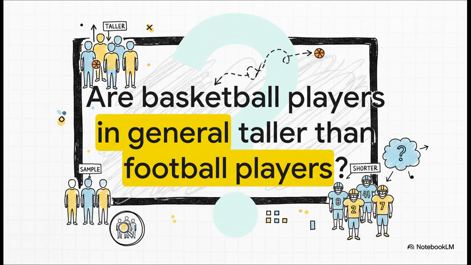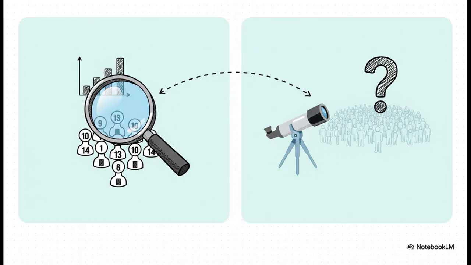So notice how the question totally changes. We're not asking about our 10 players anymore. We're asking a much, much bigger question. Are basketball players in general, as a whole population, taller than football players? To answer that, we have to infer. Let's just put this side by side to really nail it down. Descriptive statistics asks a question like, what's the average height of these 10 players? The focus is only on the data right in front of us. But inferential statistics asks, are basketball players in the population taller? See the difference? The goal is to make a huge conclusion about everyone.